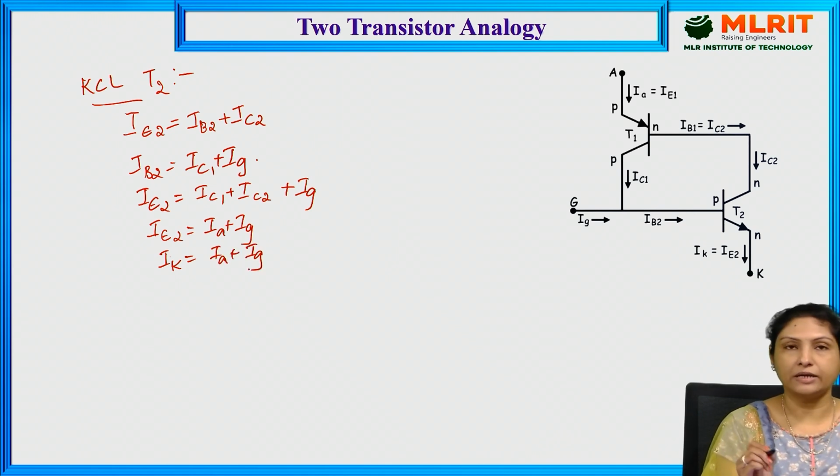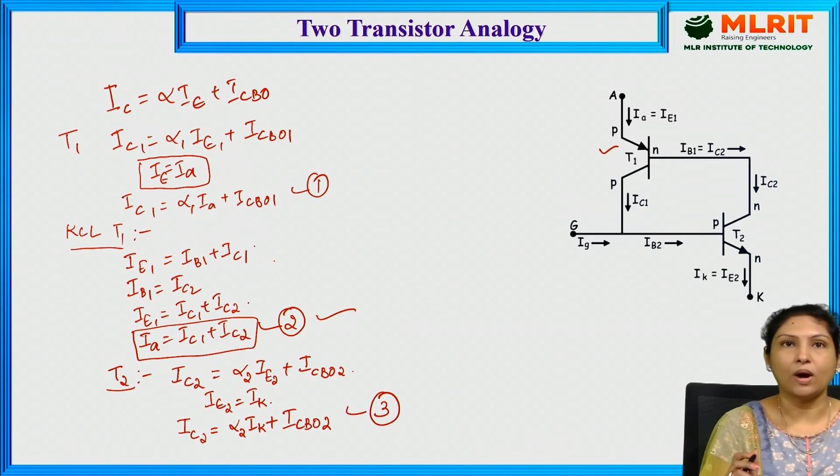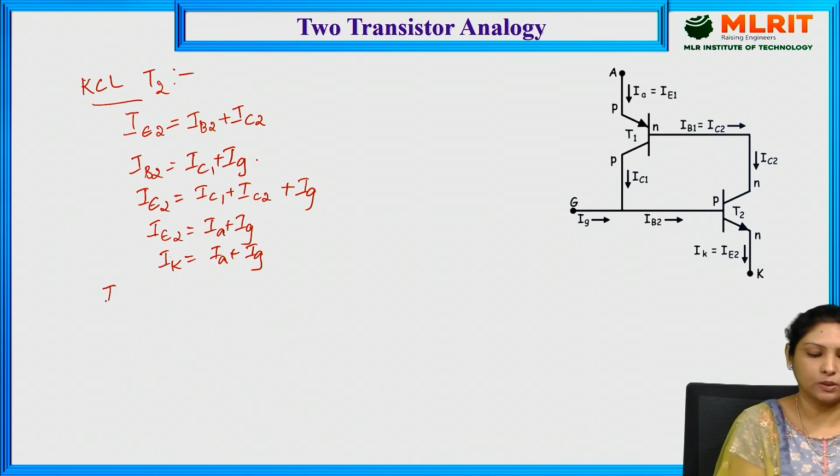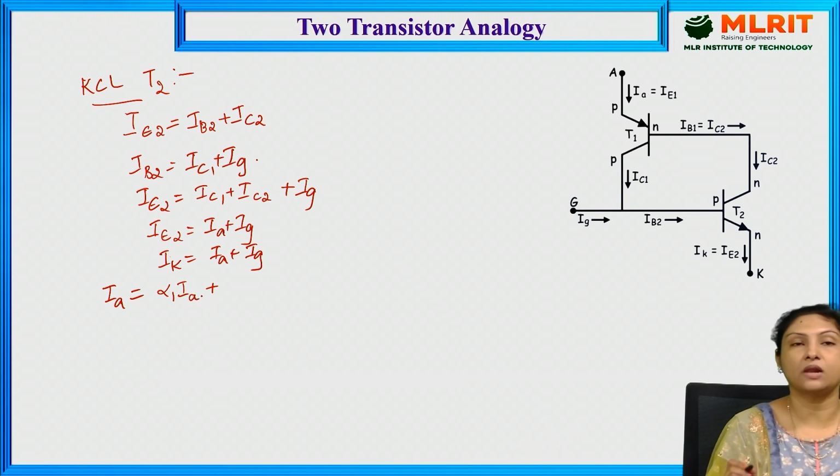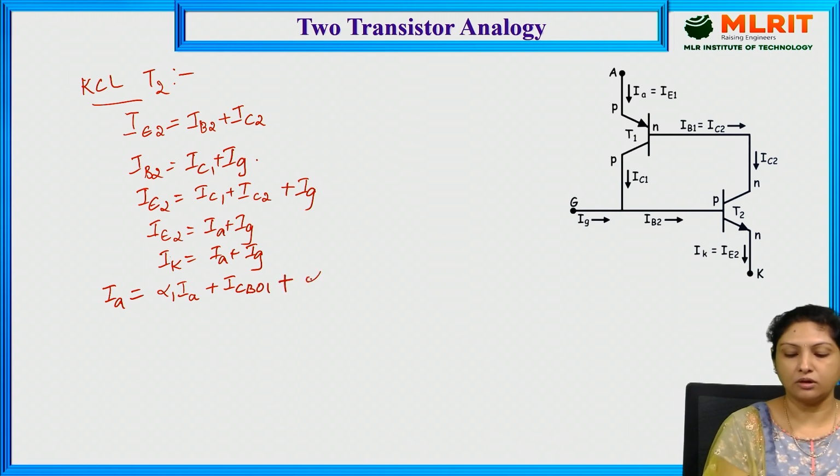Now, let me substitute equations 1 and 3 in equation 2. In that case, we get IA is equal to, what was IC1? IC1 was alpha 1 IA plus ICB01, plus IC2 is equal to alpha 2 IK plus ICB02.